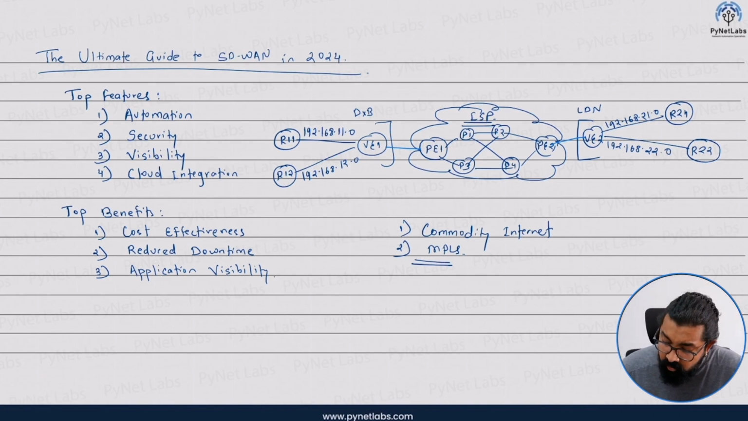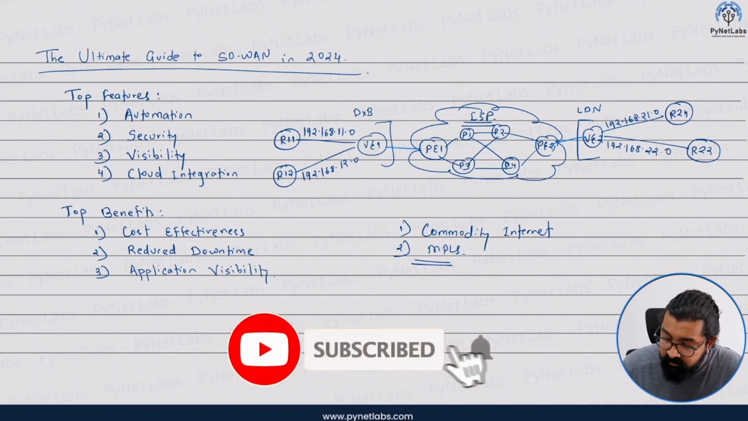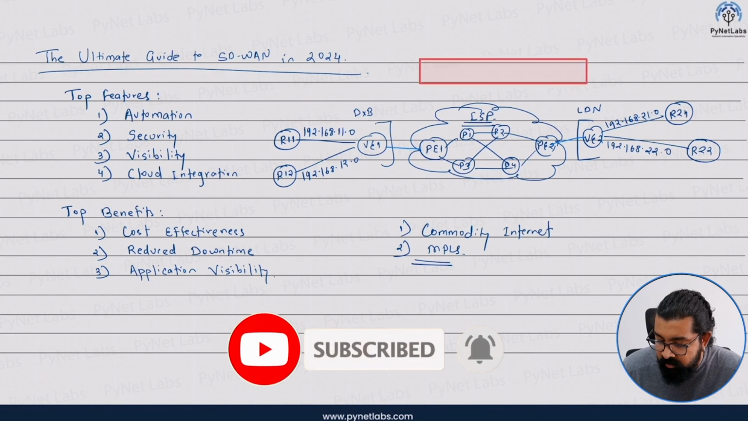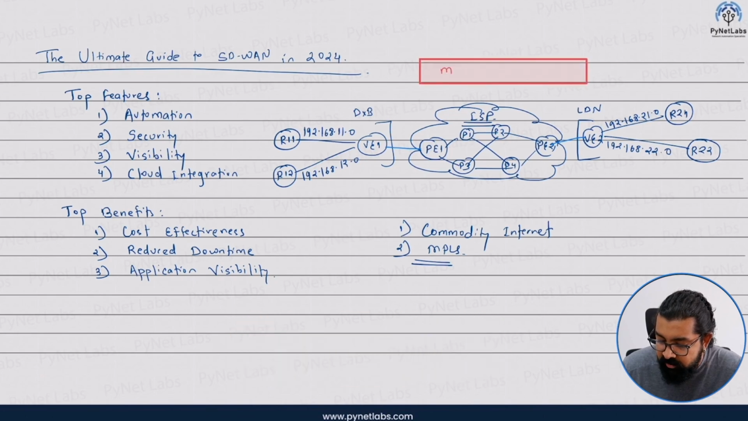So there is a suite of SDN controllers which comes on the board. For example, this is where you have your manager, then you have your controller, and then you have your validator. Right. So in the earlier versions of the solution, these controllers were known as vManager, vBond, and vSmart, right?